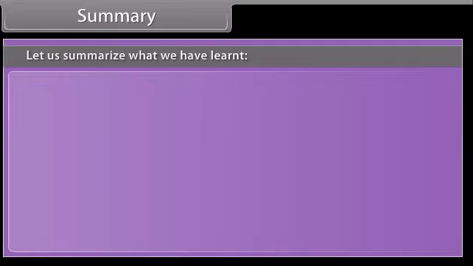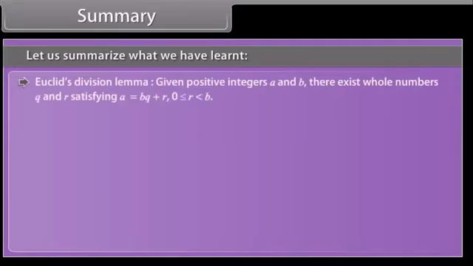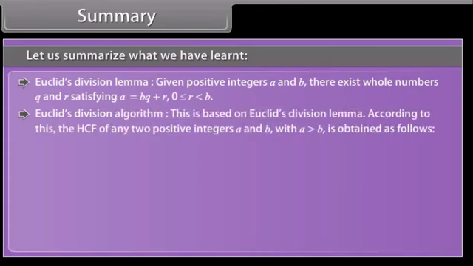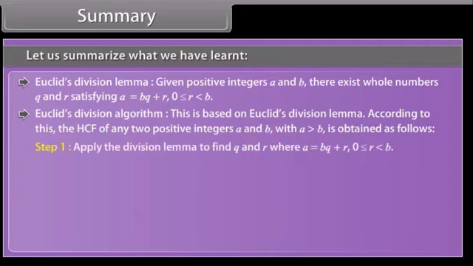Summary. Let us summarize what we have learned. Euclid's division lemma. Given positive integers a and b, there exist whole numbers q and r, satisfying a equals bq plus r, where 0 is smaller than or equal to r, which is smaller than b. Euclid's division algorithm. This is based on Euclid's division lemma. According to this, the HCF of any two positive integers a and b, with a greater than b, is obtained as follows. 1. Apply the division lemma to find q and r, where a is equal to bq plus r, 0 is smaller than or equal to r, which is smaller than b.